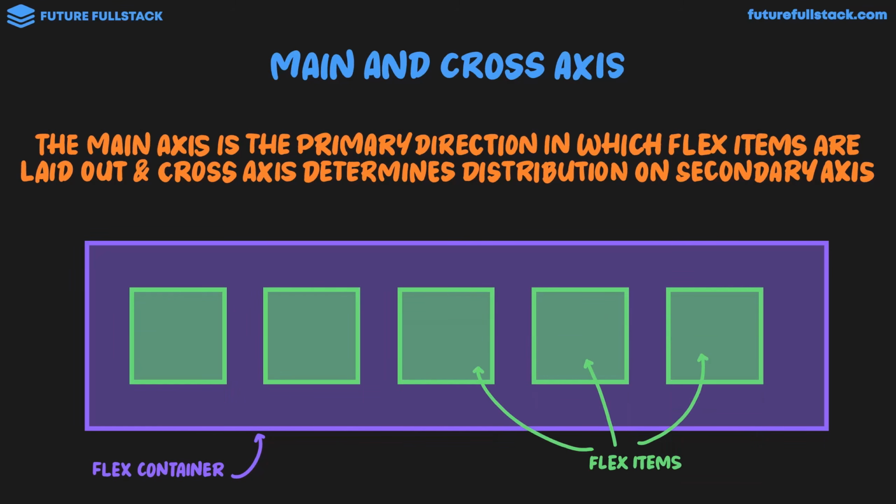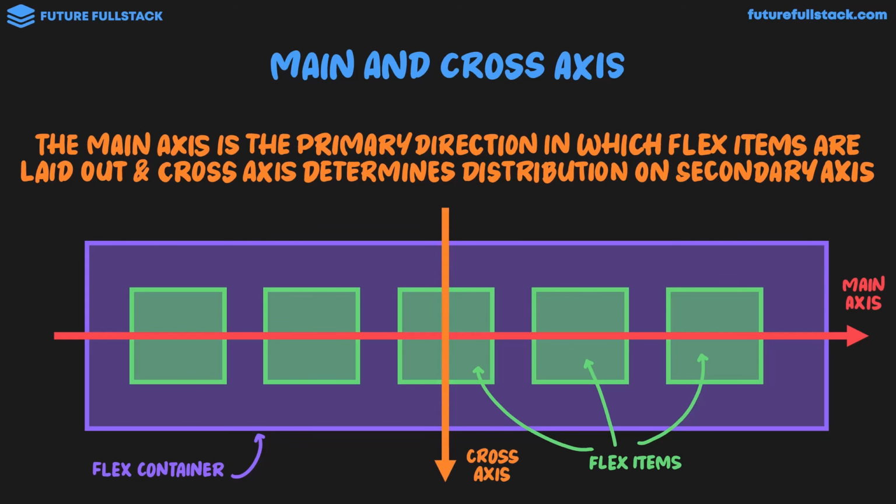Now, as I'm sure you know by now, flex items by default appear in a row from left to right. This is what we call the main axis. It's the primary direction in which flex items are laid out. But there's also another axis called the cross-axis. And we can also lay out flex items in relation to this axis.